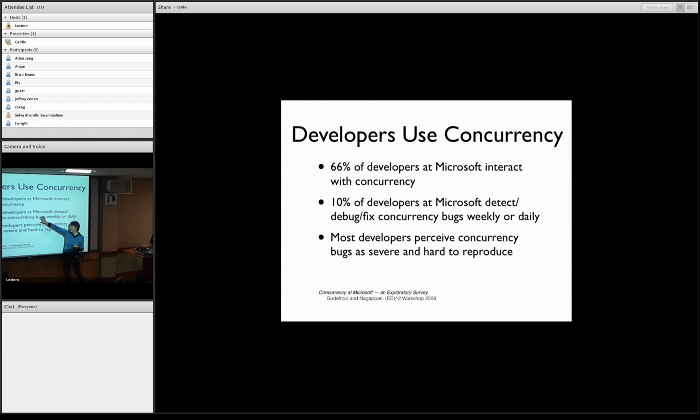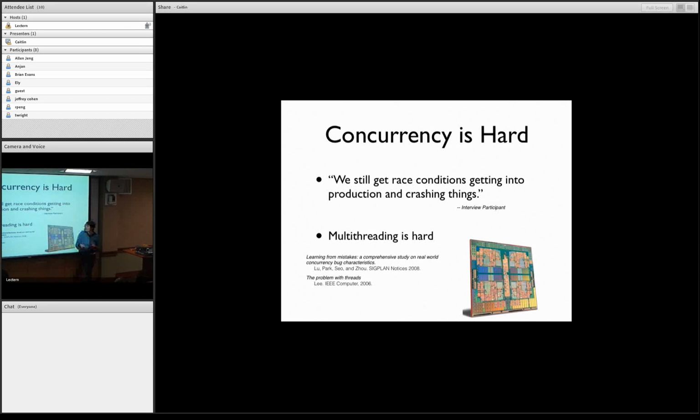And the thing about this 10% is that concurrency is particularly difficult. So they also found that most developers perceive concurrency bugs as severe and really hard to reproduce. And in fact, you see that concurrency is hard. This idea is reproduced many places.